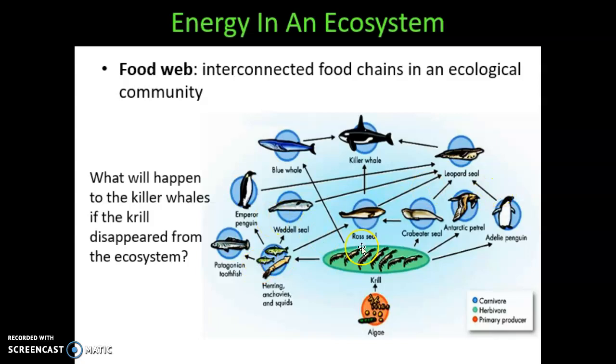Right? You see, everything above krill kind of eats the krill, right? So, for example, if the krill die out, well, the blue whales eat the krill, so now the blue whales disappear. And if the blue whales die out, there is one less food source for the killer whale. So the killer whale will now decrease in number, right? So what we'll see is that if the krill disappeared from the ecosystem, the killer whale population will also decrease.